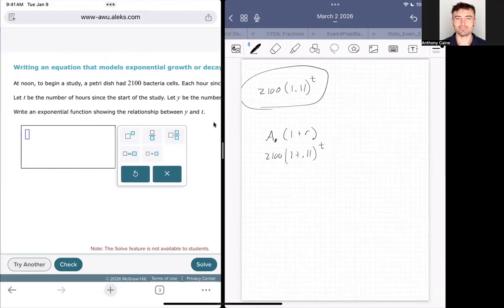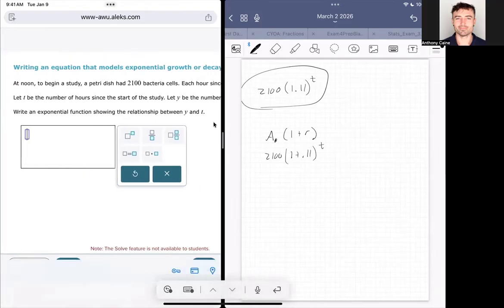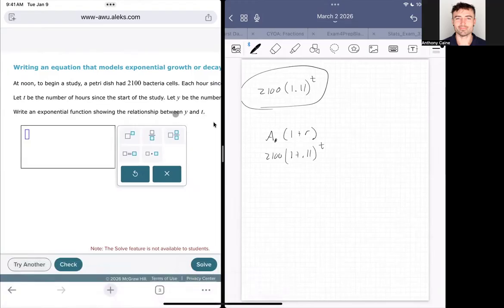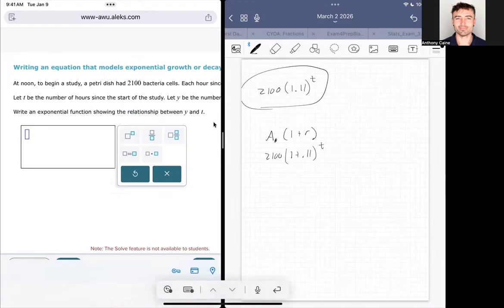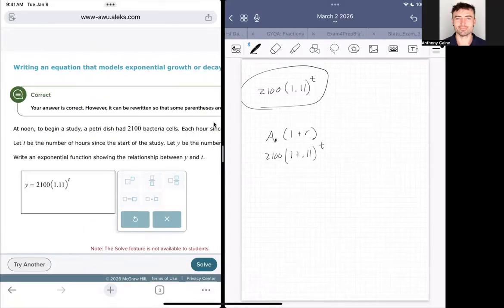Should we? Yeah, sure. Let's just go ahead and write this down. Write an exponential function to show the relationship between y and t. Okay, so it says show the relationship between y and t. Right, so is that right here? Oh, whatever. So I should have the letters y and t show up. So I have y is equal to 2,100 times 1.11 to the t. And that should do it. There we go. Okay.